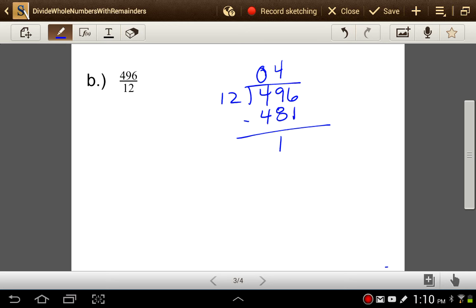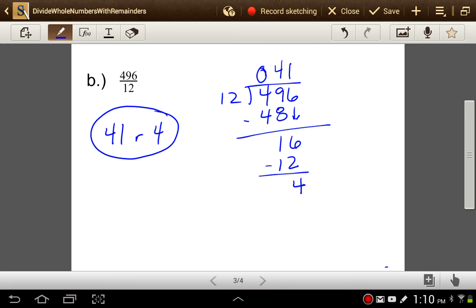I'm going to bring down the 6, and that's going to give me 16. 12 goes into 16 once. 1 times 12 is 12, so I'm going to subtract that, and I get 4. There's no other numbers to bring down, so my answer is 41, remainder 4. Alright, and that's how we're going to divide. That's our answer. Okay, if you need to pause, go ahead. Otherwise, I'm going to move on to the last example.